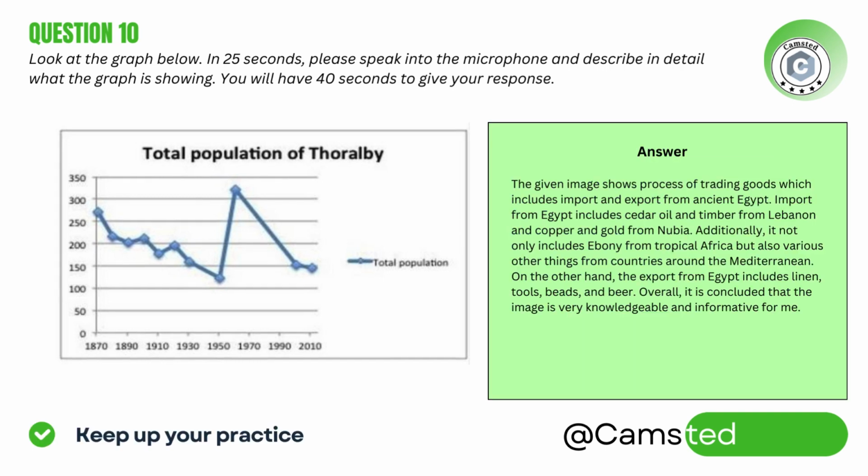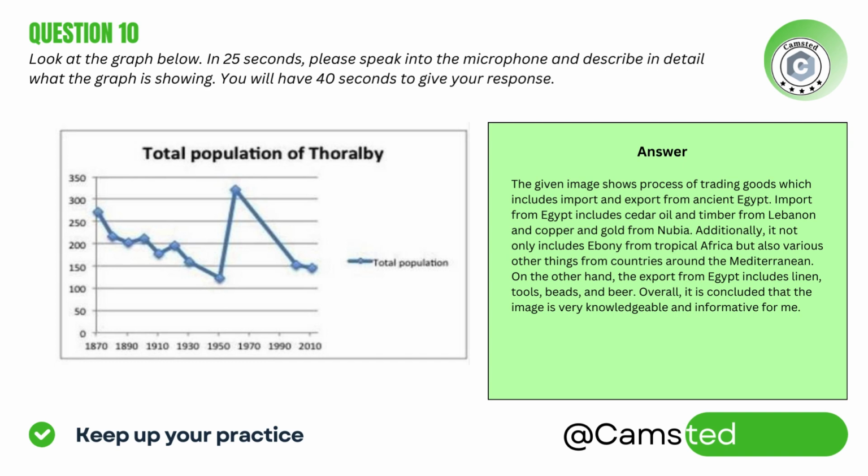The given line graph depicts information about total population of Thoralby. The data is calibrated in numbers. After having a look, I can see the various trends are emerging. It is crystal clear from the graph that the maximum figure is of 1970, which is above 300. Followed by the second highest figure of 1870, which is approximately 275.